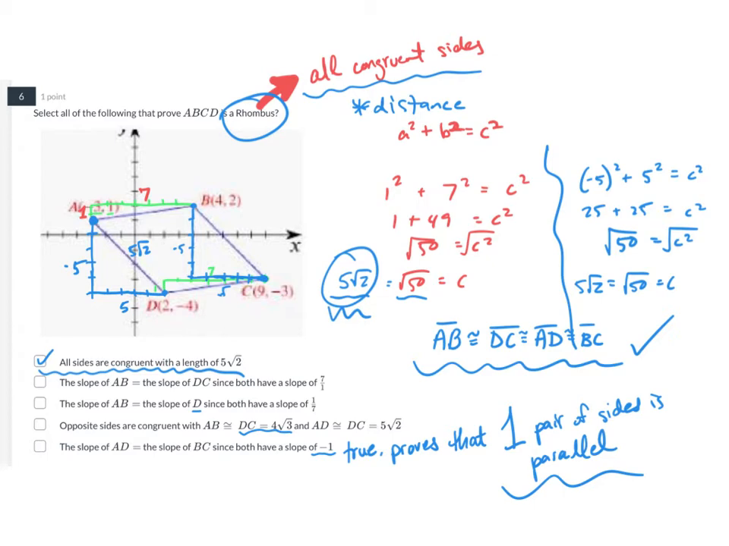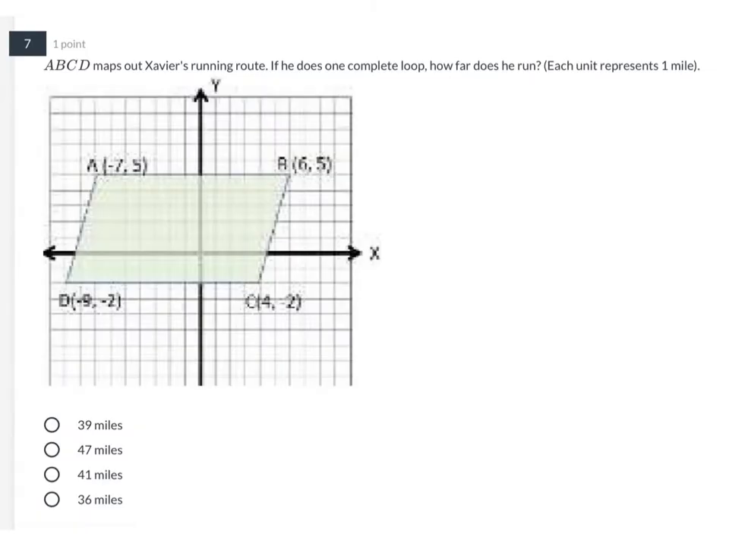We have a lot to do. Let's go. ABCD maps out Xavier's running route. He runs in a perfect parallelogram. Wow. If he does one complete loop, how far will he run? Each square unit represents 1 mile. So each unit represents a mile.